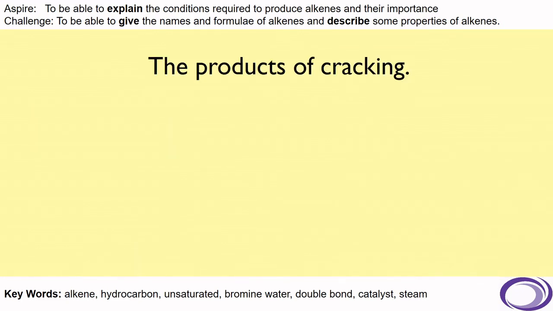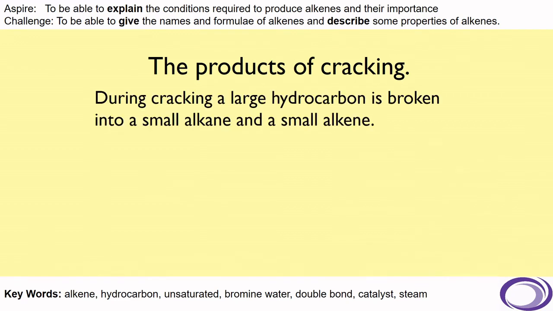So you could be asked in an exam about the products of cracking. Now remember, this is a decomposition reaction. So there is one reactant and then you have your products that form from that. Now during cracking, a large hydrocarbon is broken into a small alkane and a small alkene. Now the example is here on the screen. So C10H22 will be broken into C6H14 and C4H8.